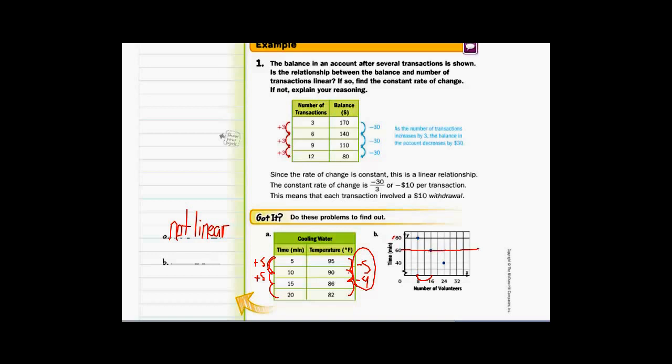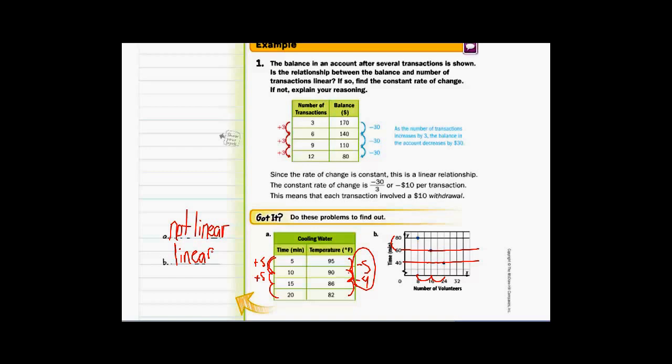Right? It went down 20, from 80 to 60. The next data point, it went up 8. Guess what? It went down 20. So up 8, down 20, up 8, down 20. That is linear. There is a constant rate of change. So this is linear. That is linear. Okay.